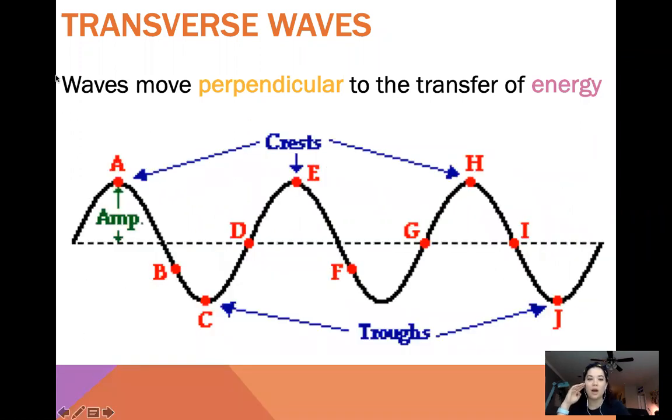Okay, so our waves are moving perpendicular to the transfer of energy, right? The waves are moving up and down, but energy is moving to the side. We'll get into more specifics about what these different points are, but the high points we call crests. The crest of the wave is the very tippy top. The very bottom of the wave is called a trough. And then the distance from the resting point in the middle to a crest or to a trough is called the amplitude.